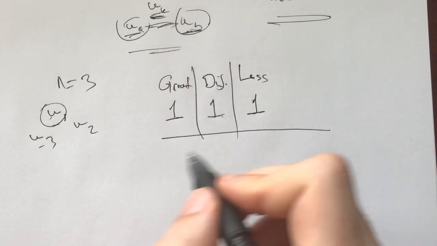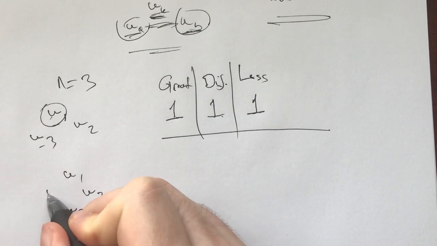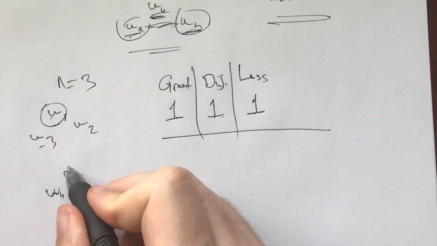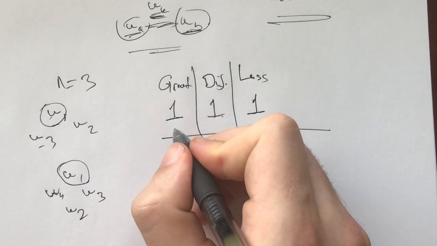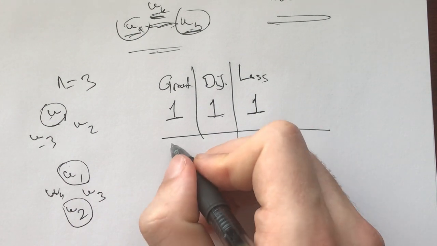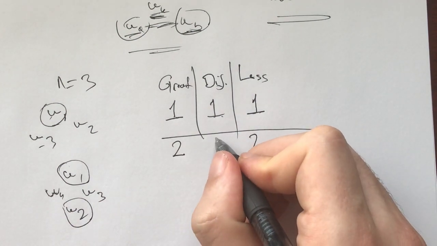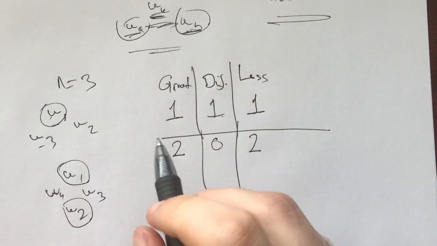Now let's look at a case for n equals 4. Say W1, this case that actually fails. What do we have? It's going to be greater once, I think. So twice it's going to be greater than. And then twice it's going to be less than. And it's going to be different 0 times.